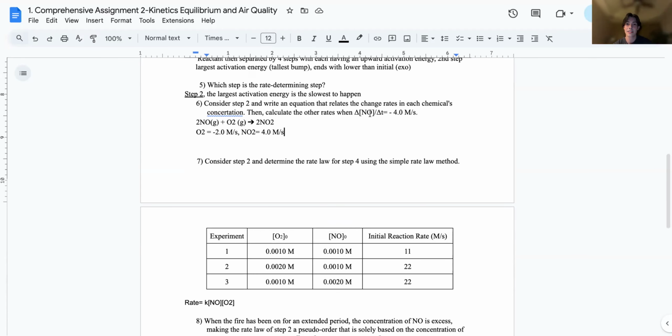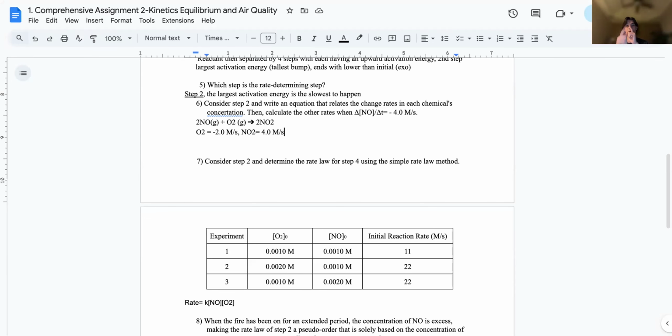And then for number 6, it gives you that the change in NO divided by time is -4. If you use the equation from step 2, which I put there to remember myself, NO2 is used, and there are 2 of them used. So to calculate the oxygen, you have to divide by 2. So -4.0 divided by 2 is -2.0. Because that's in the reactants, it stays with the same sign, which is negative.